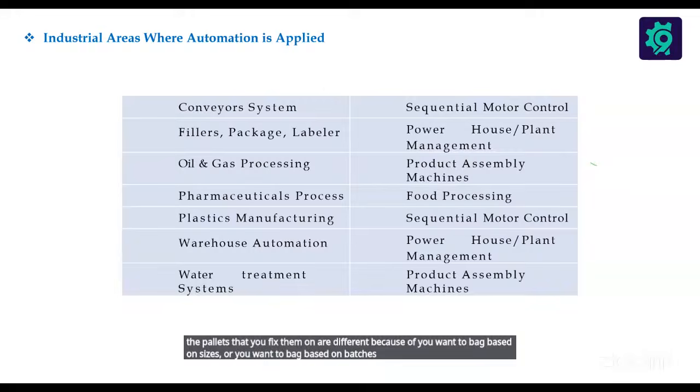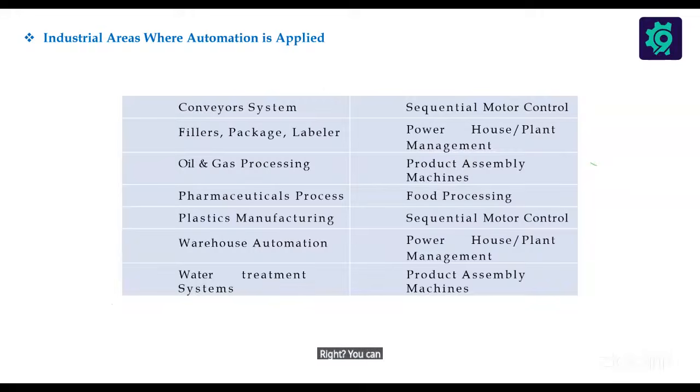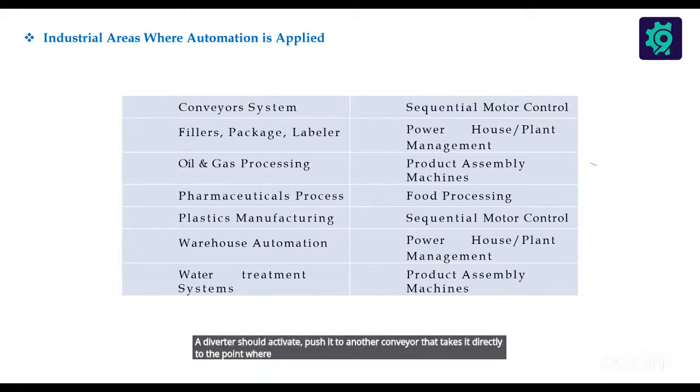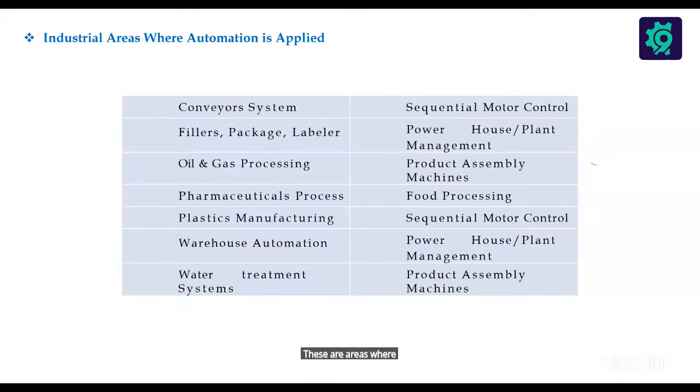You can do some automation around your conveyor such that when this package or carton gets to a particular point on the conveyor, a diverter should activate and push it to another conveyor that takes it directly to the point where that actual size of cartons are being arranged or stacked on a pallet, right? So these are areas where conveyor systems are applied.